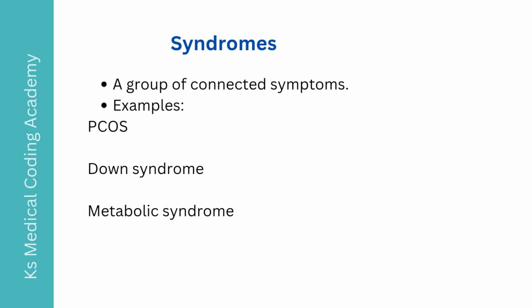Syndromes. A syndrome is a group of symptoms that occur together. Examples include metabolic syndrome, polycystic ovary syndrome, and Down syndrome. Some syndromes require combined coding rules or additional manifestation codes.